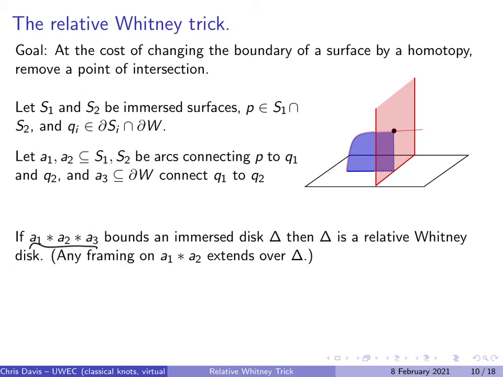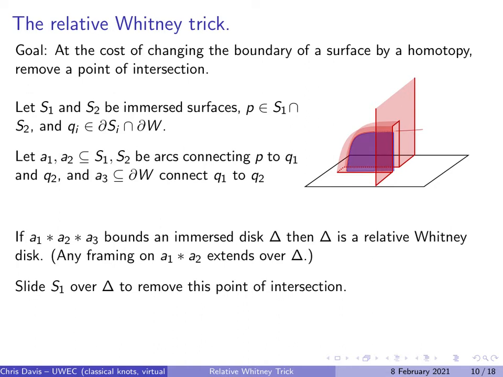If that simple closed curve bounds an immersed disk delta in the four manifold W, then I'll call this delta a relative Whitney disk. You'll remember that there was a framing issue that I kind of glossed over on the previous slide. There's no such framing issue. Any such immersed disk is a relative Whitney disk, meaning that if you start with any disk, you can do this trick.